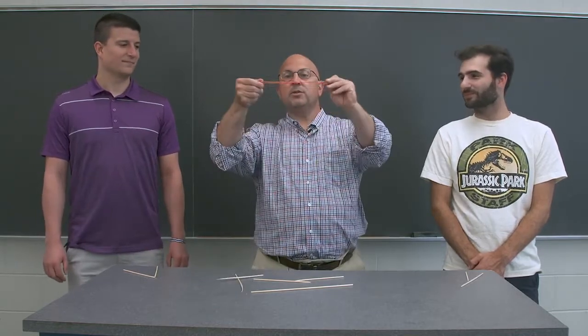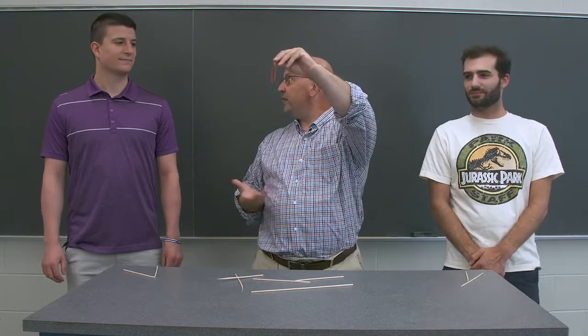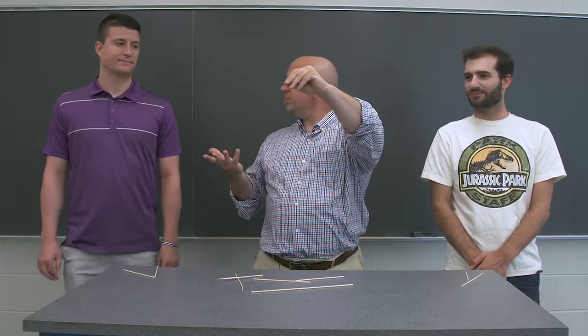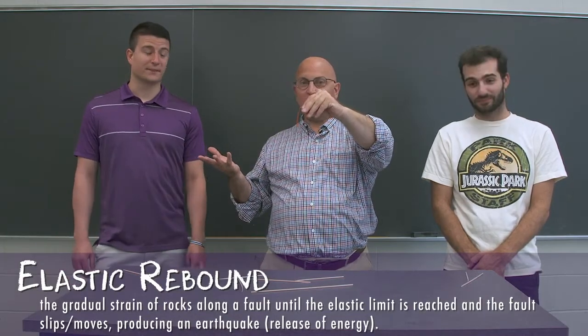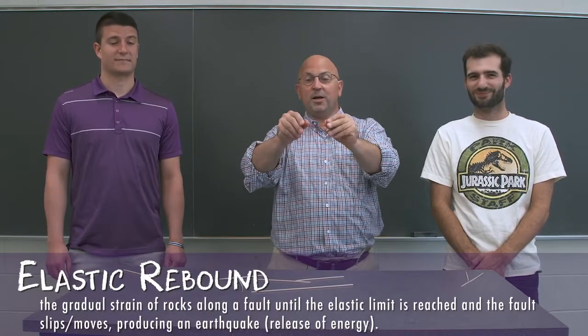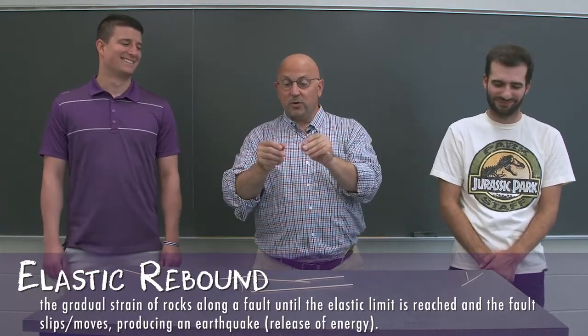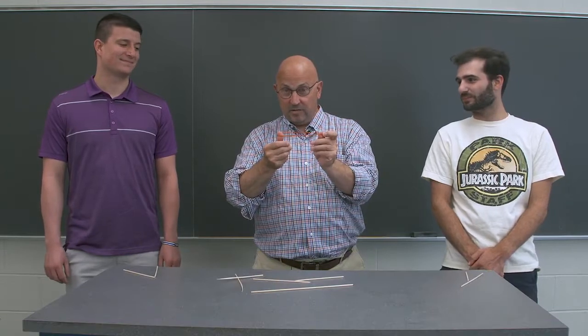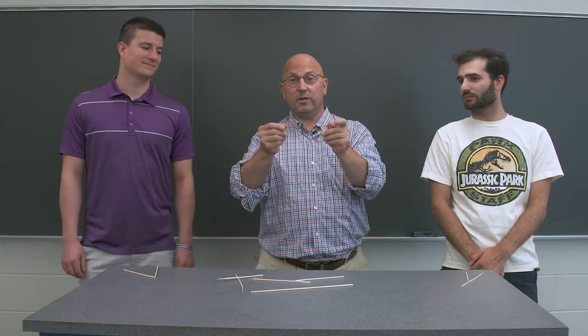I have another one. Strains, is deformed, and rebounds to its original shape. Rebound, where does that word come from? What sport? Definitely from basketball. Basketball, yes. Both our 2 middle school basketball players know all about rebounding. And so what happens to rocks before and during an earthquake, we say is elastic rebound.